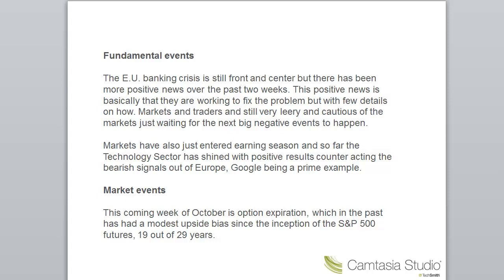Google being a prime example of its explosive earning results this past week. Now, market events. This coming week of October is option expiration, and sometimes many crazy things can happen in that particular time frame. In the past, this has been a modest upside bias since the inception of the S&P 500 futures, and this has been 19 out of 29 times, or 19 out of 29 years. So this has been a little bit of an upward bias, a slight edge to that direction.